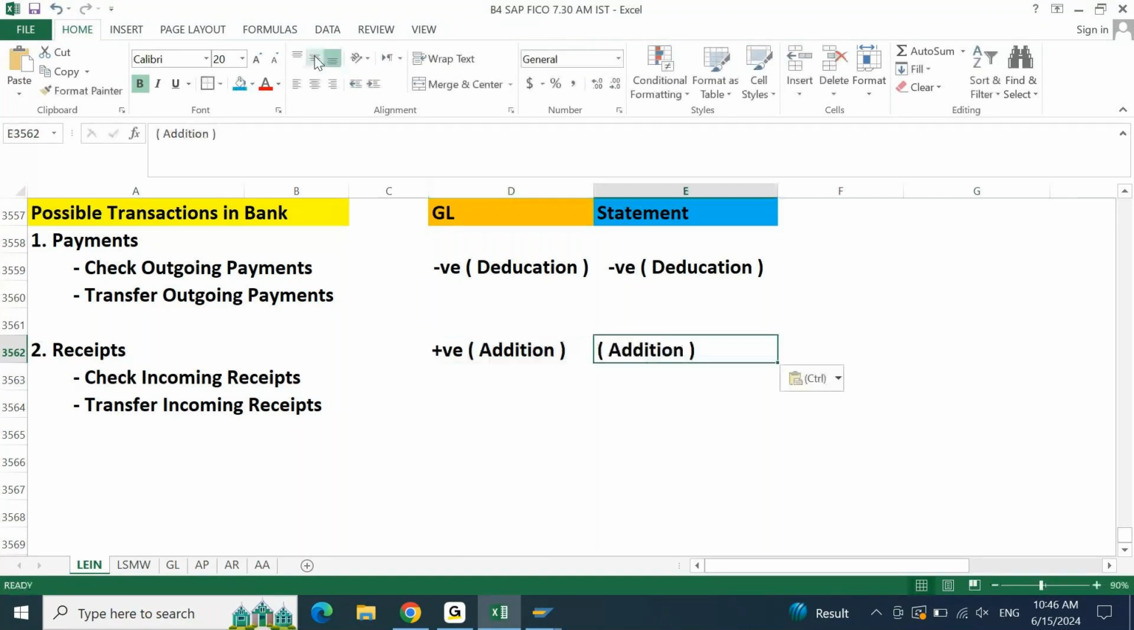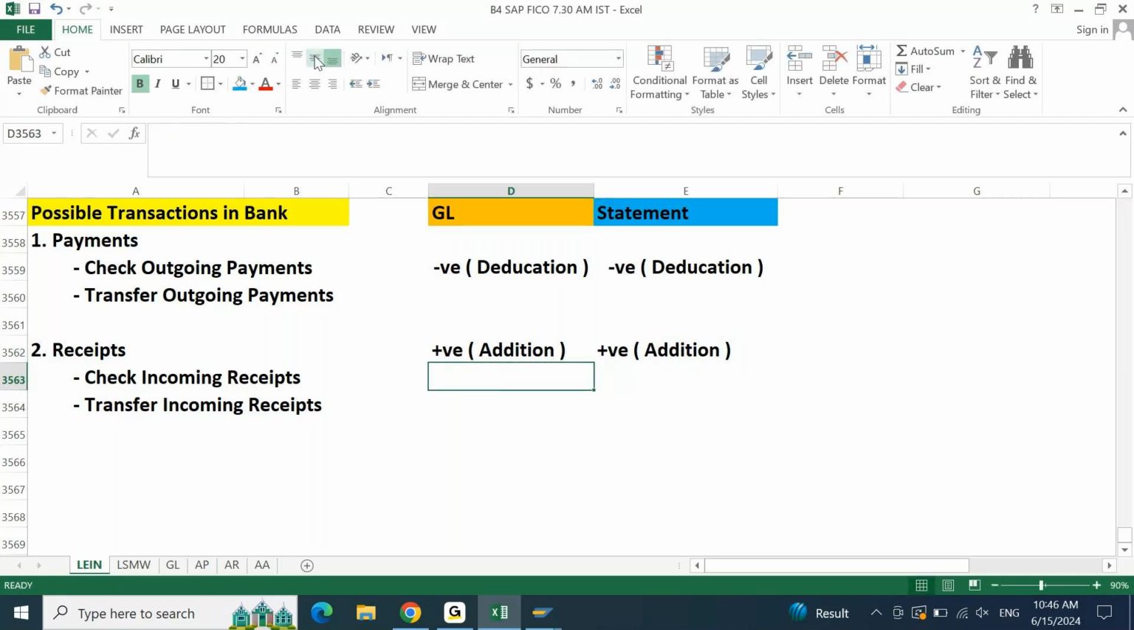Same thing the bank is also going to do. Whenever you receive any amount, what will the bank do? They will also increase your bank account balance. Now, increasing, decreasing, you can also say plus, minus, you can also say addition, deduction. Either way, people will be using different terminology depending on the organization, depending on the situation, depending on their understanding.